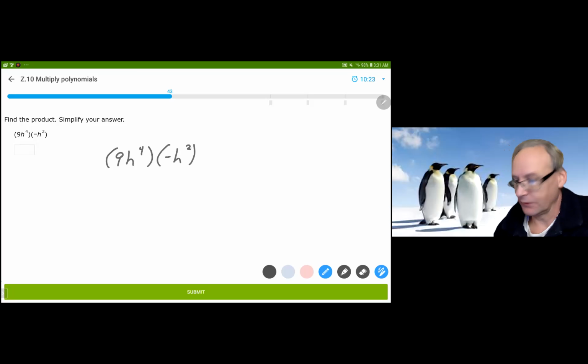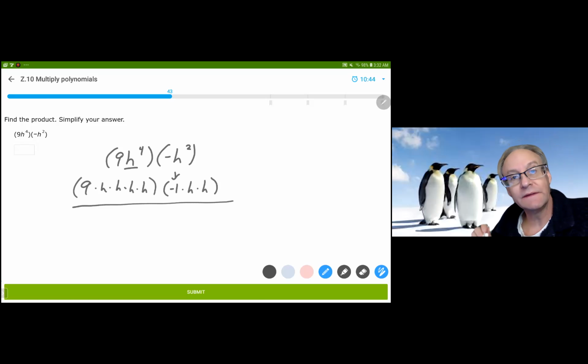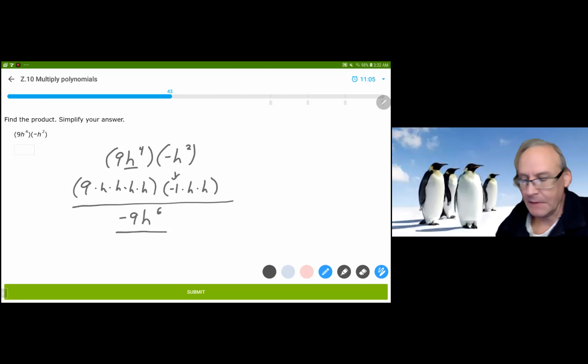The reason you add exponents is because this says I have h times h times h times h, 4 times. And this says I literally have -1 times h. There are 6 h's here. And the reason that you add exponents is because we are counting. An exponential is a count of how many you have. And when you want to know how many plus how many, it's when you're listing how many there are. So -9h to the sixth power, there are 6 of them.